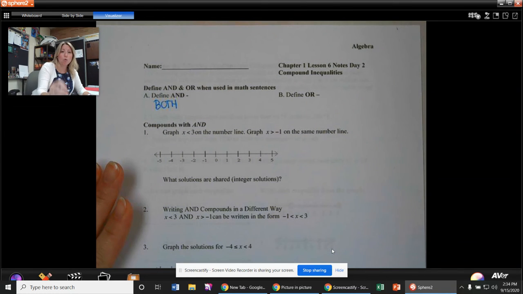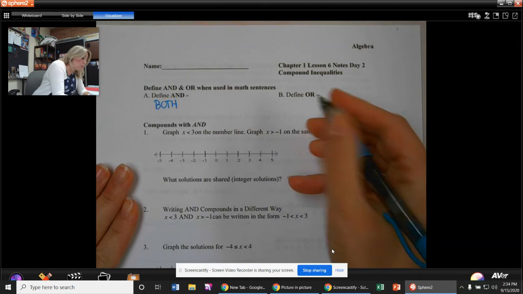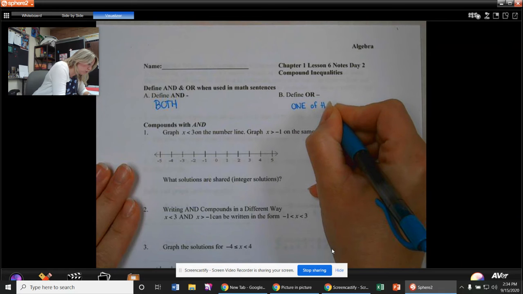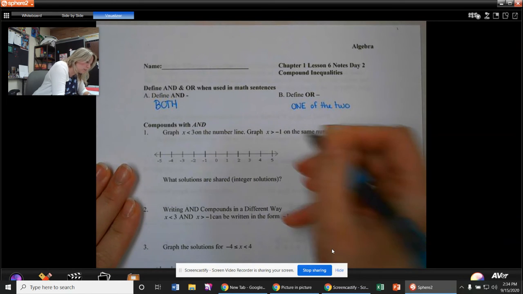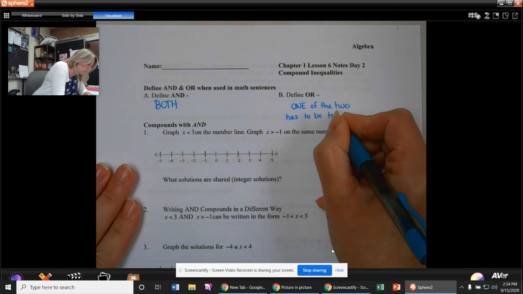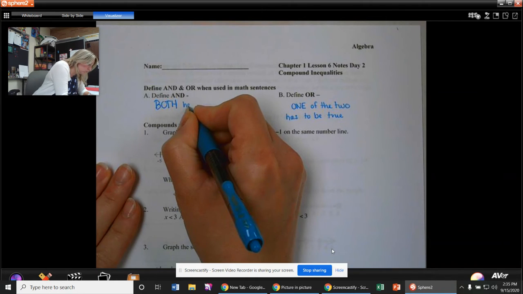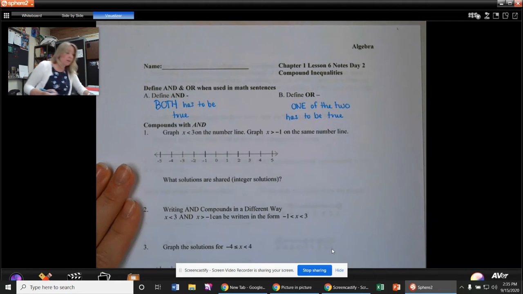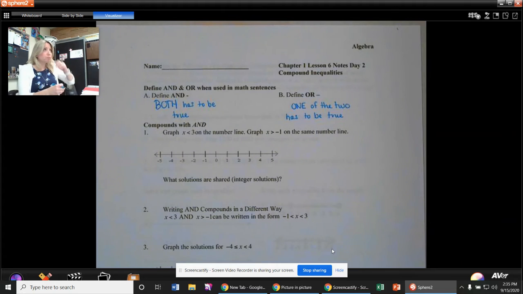And when we define "or," one of the two has to be true. And it's going to end up being interpreted in specific ways as far as how we write those inequalities. So I'm going to start with "and." Both situations have to be true, okay?